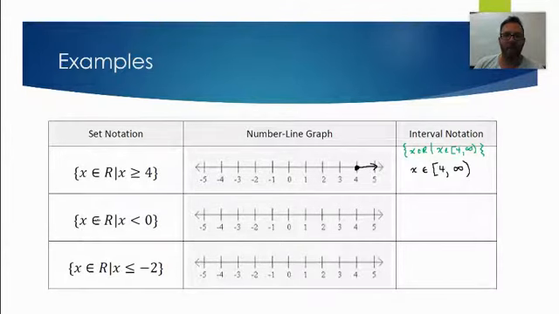All right, the next one. X is a real number such that x is less than 0. So how do we represent that on a number line? When we're not including a number, we use an open circle. So I'll put an open dot at 0, and then anything less than that, an arrow going down. This is showing or representing the range: anything below 0, not including 0.